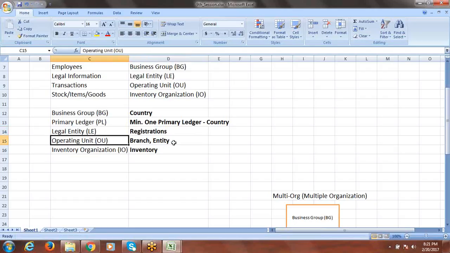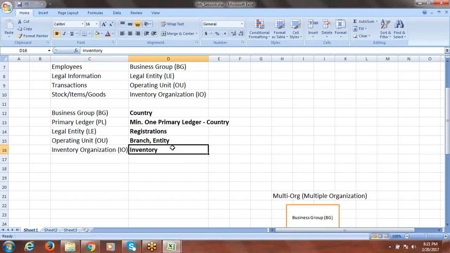When we talk about operating unit, what is the purpose of the operating unit? Just to segregate and maintain the data in a very secured manner, which gives good information for reporting and all. For that reason, we have an operating unit concept. Normally, we'll create the operating unit for each branch or entity. That depends on how the company wants to maintain their data and the security aspects. Based on that, we'll create the operating unit.